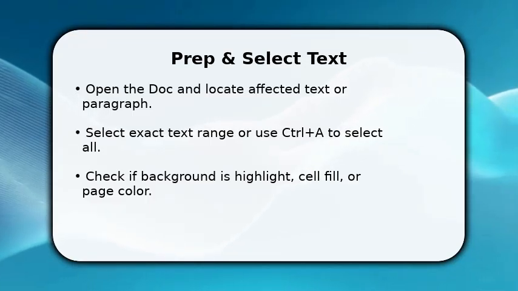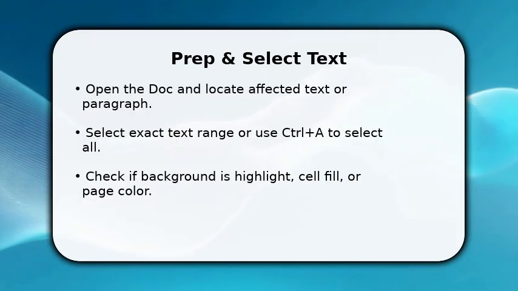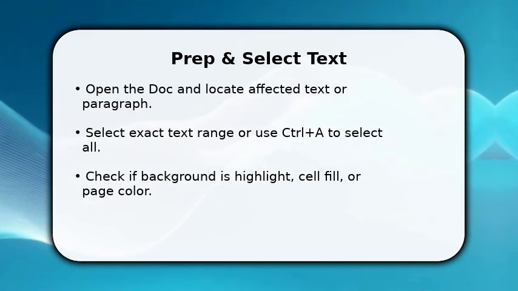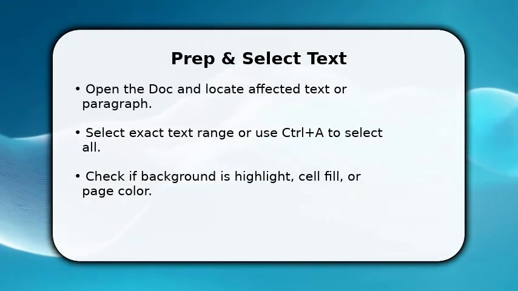You start by selecting only the text whose background you want removed. This matters because Google Docs treats highlights and cell fills differently. Once done, inspect the toolbar. If you see the highlight marker icon, that's your quickest path.